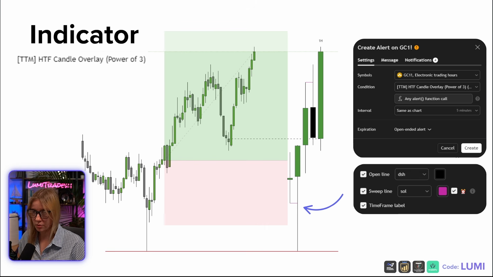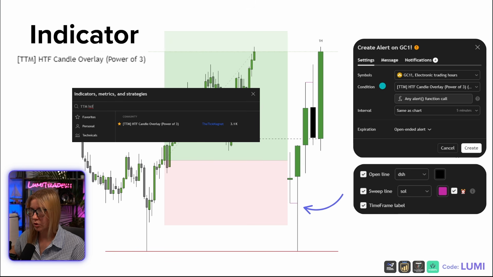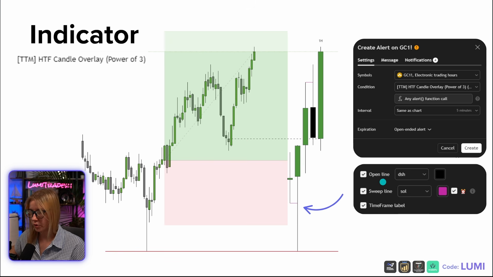But if you would like to find this by yourself on TradingView, type this name in your TradingView indicator section, and you'll be able to set alert. You'll be able to highlight open of candle. I highlighted right here, sweep, and time frame label. So that's a free indicator. It's going to be on the right side of your chart.